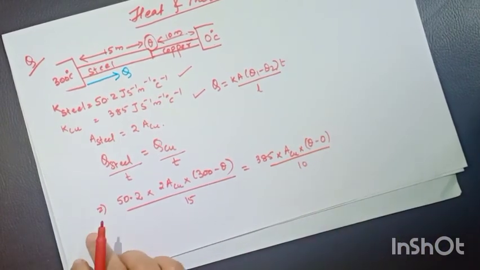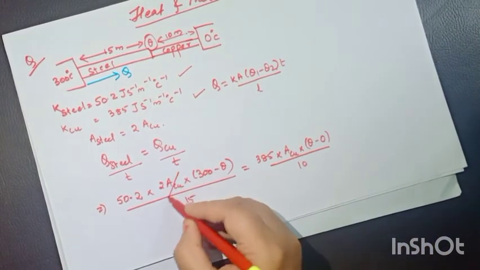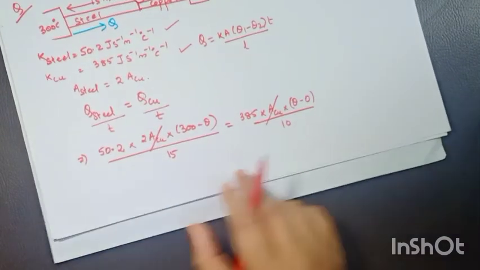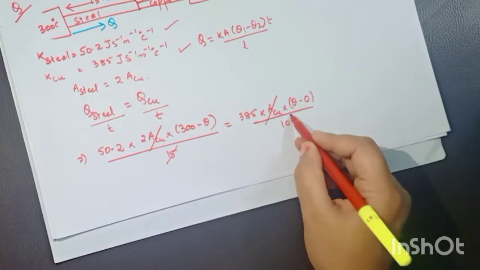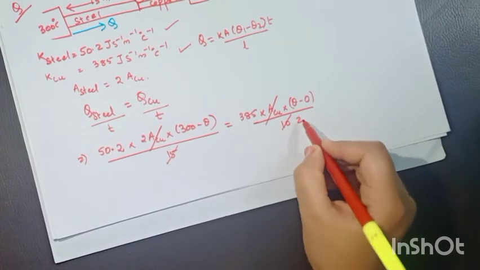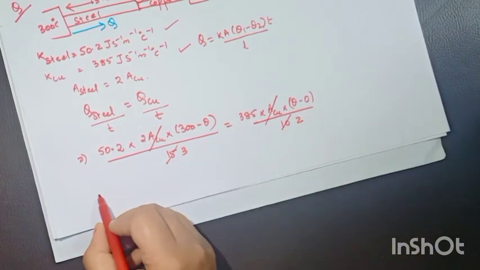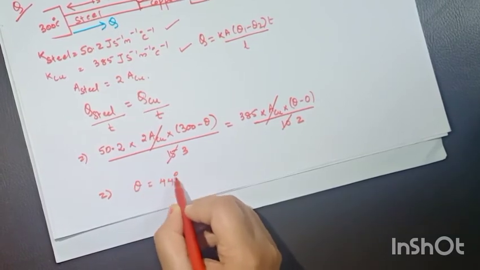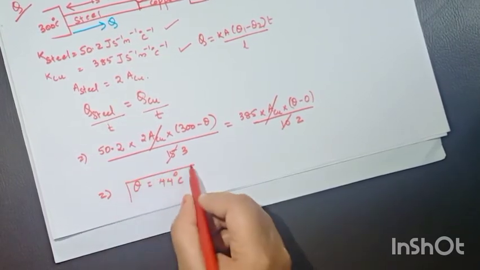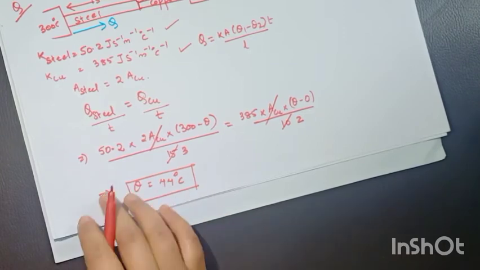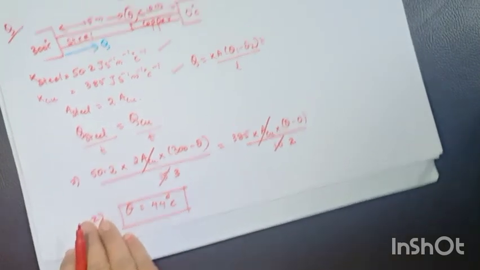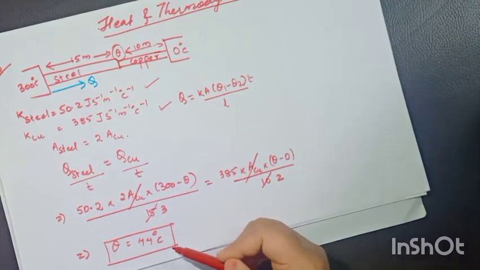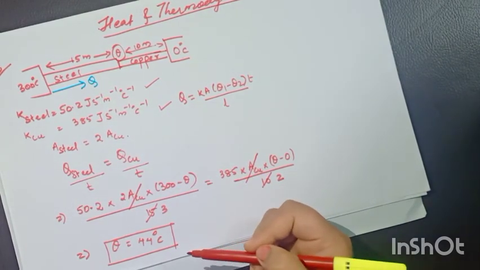Solving this equation we will get the value for theta. Solving it, we get theta equal to around 44 degrees Celsius. So this is the temperature of the interface using the concept of conduction. The temperature at the interface will be 44 degrees Celsius. So let us do the next question.